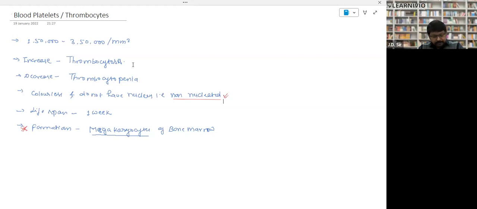Next point. They are flat, non-nucleated fragments of cell. Means they do not have a nucleus. Non-nucleated. That's it.